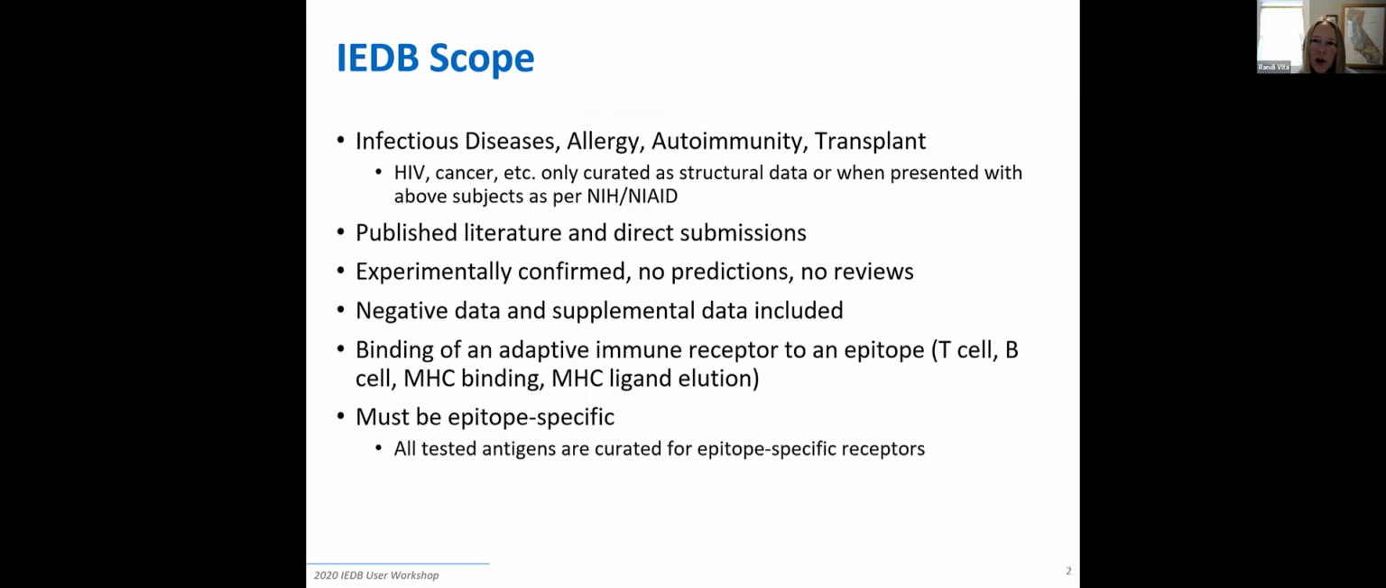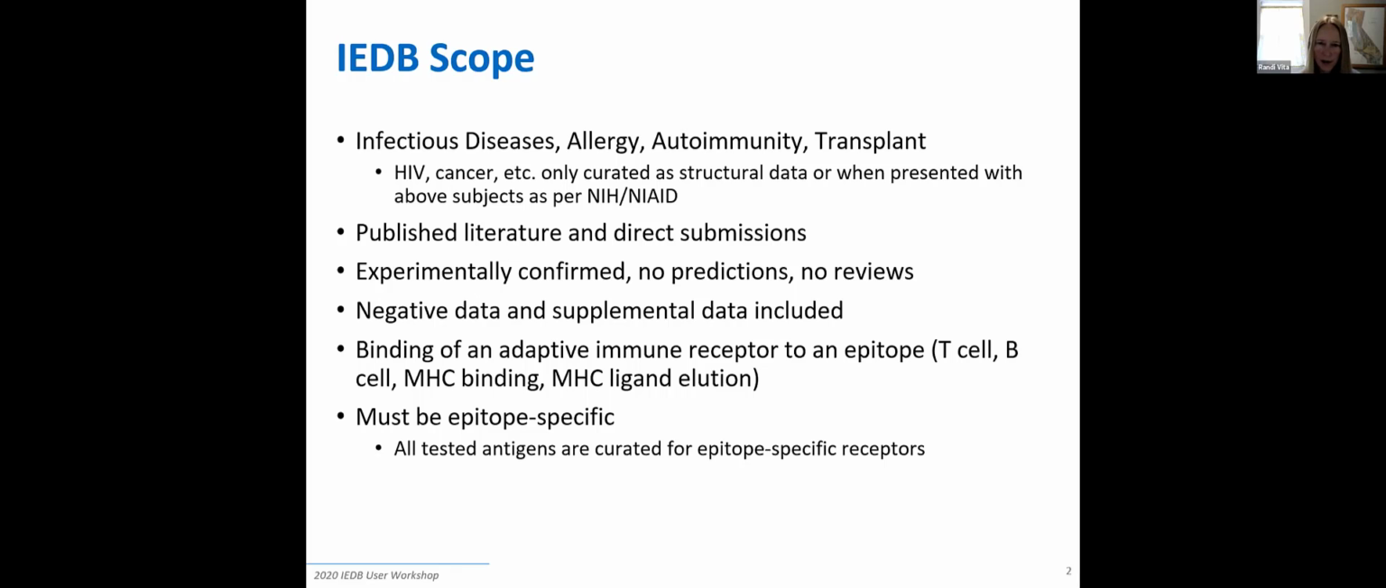As Alex mentioned, the scope of the IEDB is infectious disease, allergy, autoimmunity, and transplant. We do have some HIV and cancer data, but that is only when there is 3D structure data for those HIV or cancer epitopes, showing a 3D structure of an antibody, a TCR, or MHC molecule, or when we have antibody or TCR sequences for HIV or cancer epitopes, or if those epitopes appear in a paper that is within the scope of the IEDB. And all the data in the IEDB is from the published literature or some direct submissions.